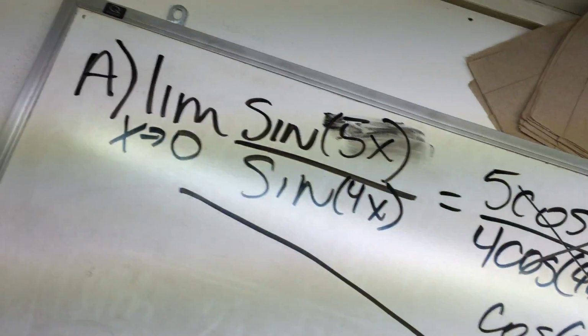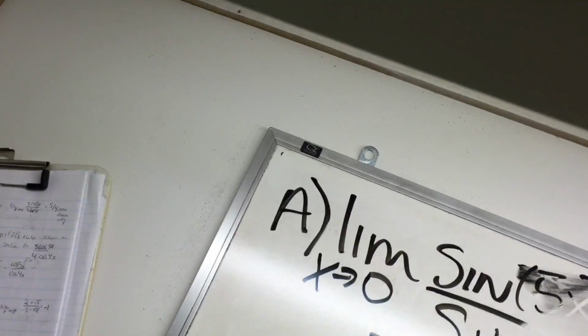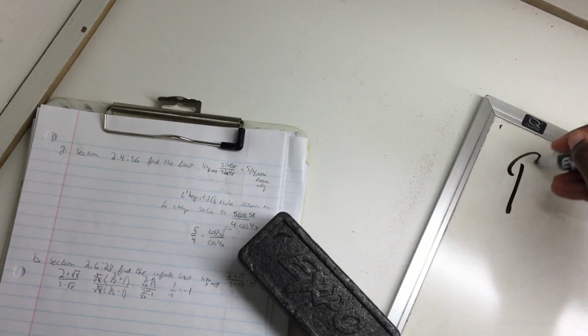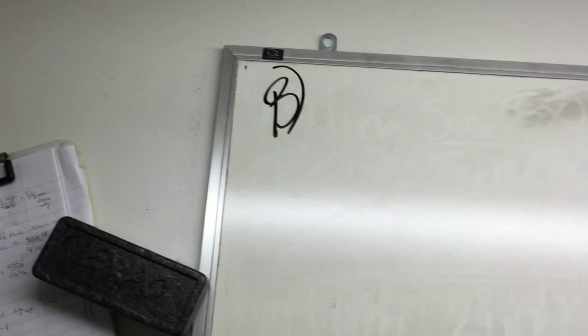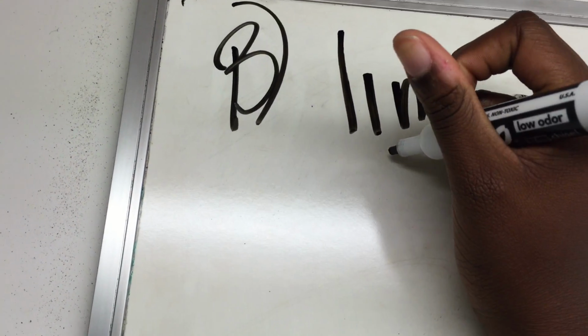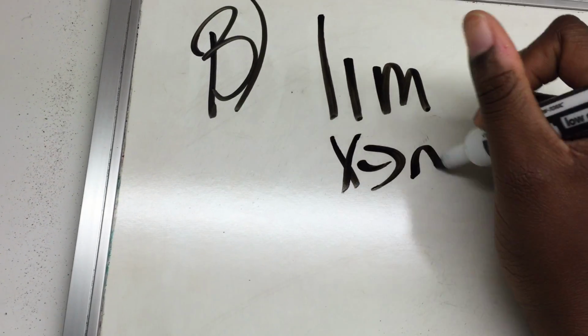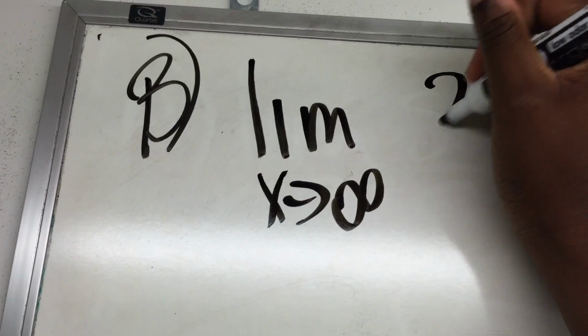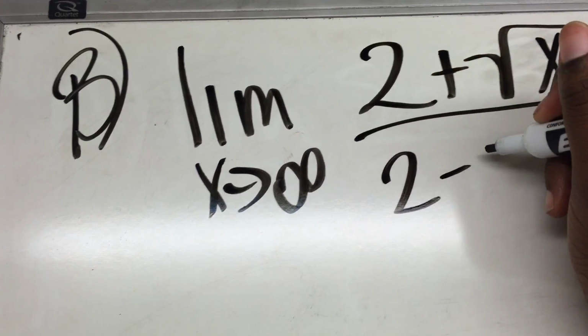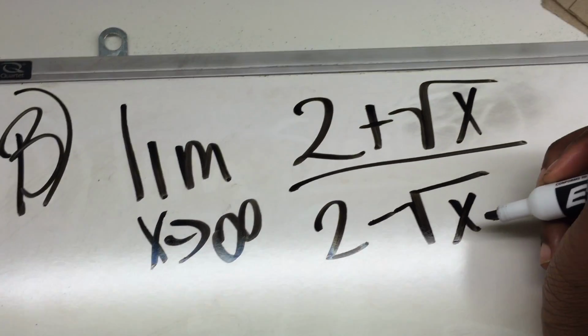Now for B is going to be a little bit more complicated. So B is, we have to find the limit as x approaches infinity of 2 plus the square root of x over 2 minus the square root of x.